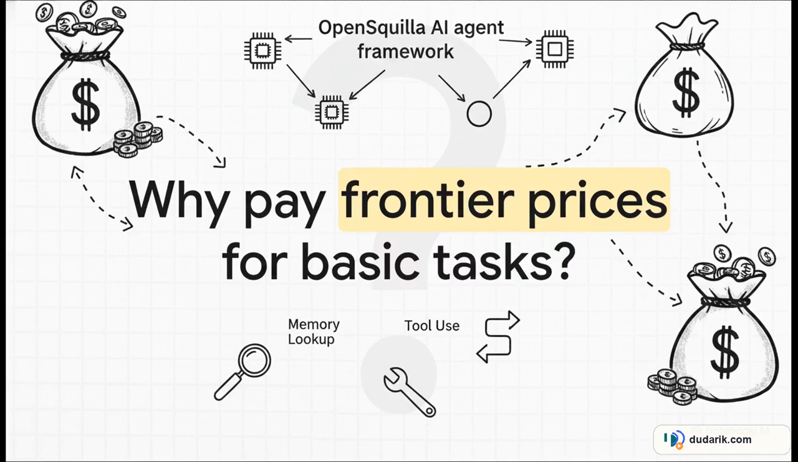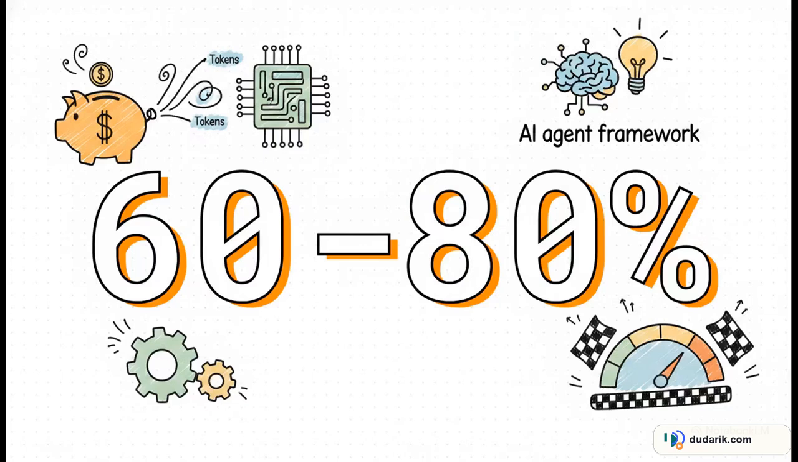But a simple memory lookup or a basic tool dispatch, that doesn't require the massive reasoning power of a premium frontier model. Most frameworks completely ignore this because they're built around a single model per session. So yeah, you end up massively overpaying for basic chores. So by attacking this structural flaw head-on, OpenSquilla reports a massive 60 to 80% token cost savings.